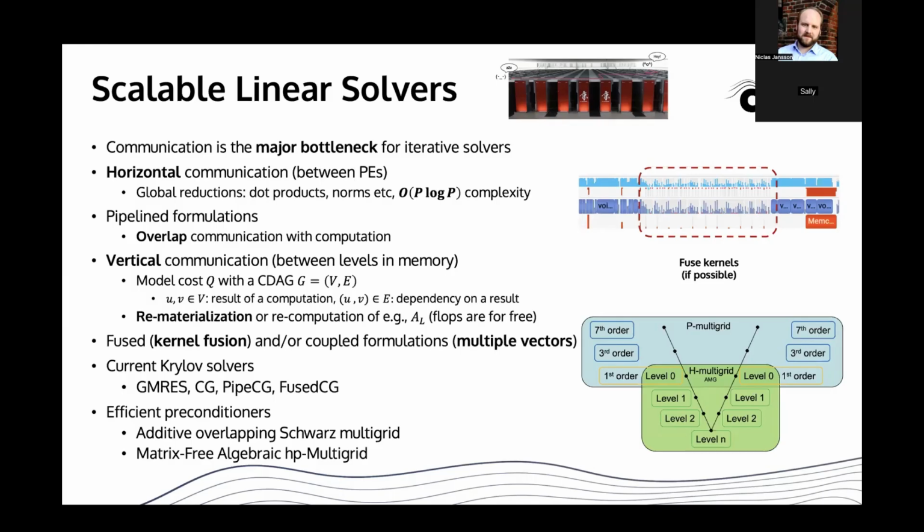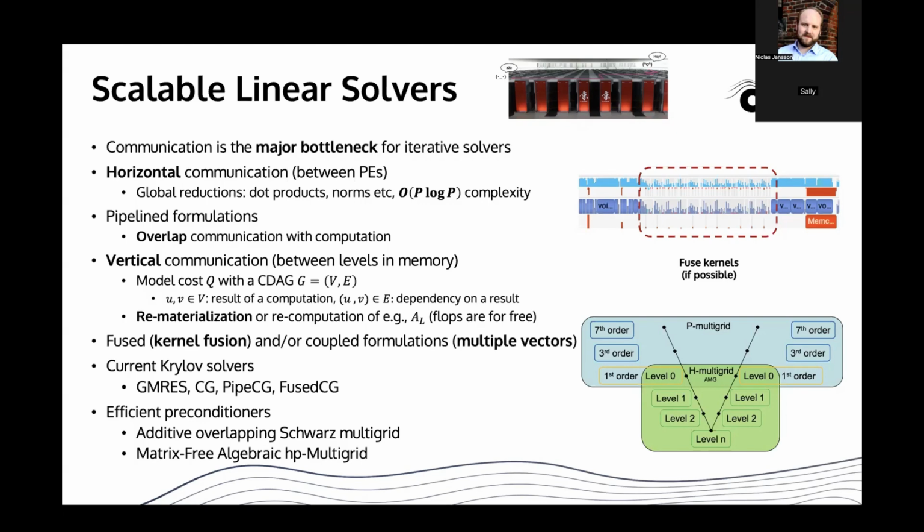Krylov solvers have a lot of reductions. And to overcome this, we are trying to rework our solvers into what's called pipelined formulation. So we overlap communication with computation. The other kind of communication that we try to minimize is the so-called vertical ones between different levels in memory. And there we have in the past done some graph modeling by doing a directed DAG, showing computation and the dependencies, and then see if we can recompute because flops are free on devices, or it's better to just load the data from memory as well.